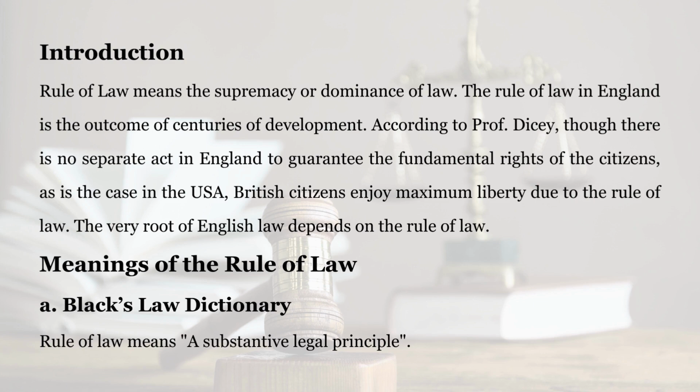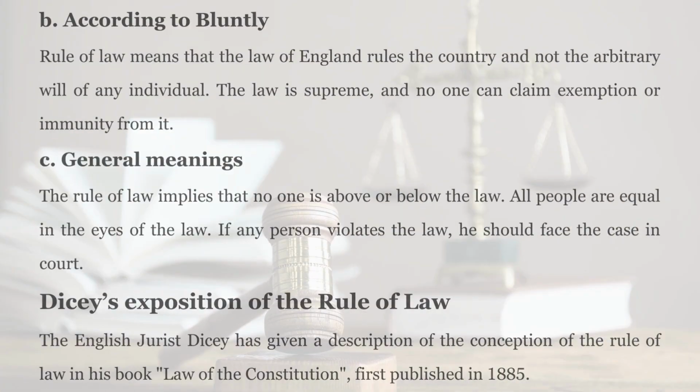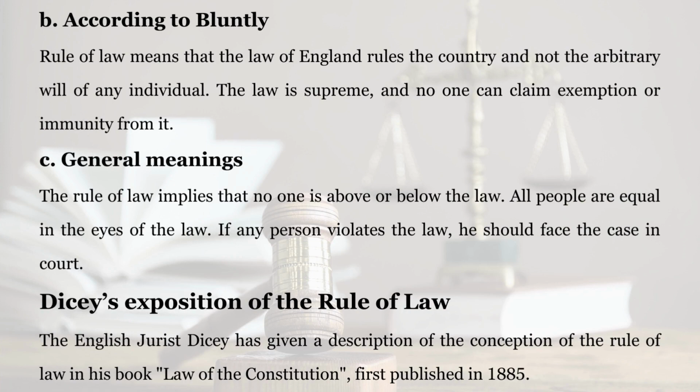Meanings of the rule of law. A. Black's Law Dictionary. Rule of law means a substantive legal principle. B. According to Blackstone, rule of law means that the law of England rules the country and not the arbitrary will of any individual. The law is supreme, and no one can claim exemption or immunity from it. C. General meanings. The rule of law implies that no one is above or below the law. All people are equal in the eyes of the law. If any person violates the law, he should face the case in court.